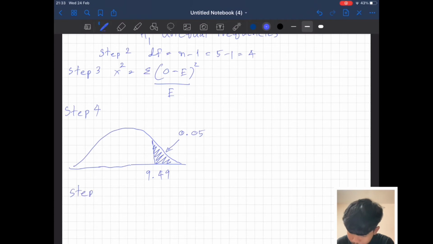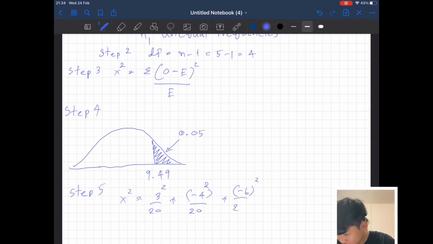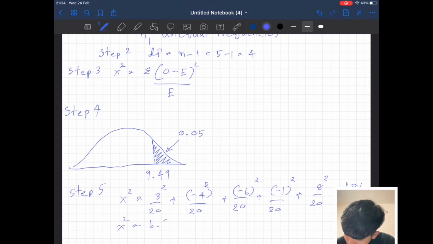Step 5: X squared equal 3 squared over 20 plus minus 4 squared over 20 plus minus 6 squared over 20 plus minus 1 squared over 20 plus 8 squared over 20 equal 126 over 20. X square equal 6.3.